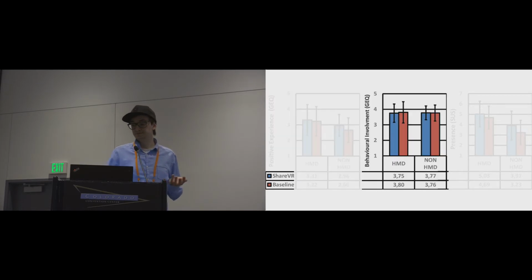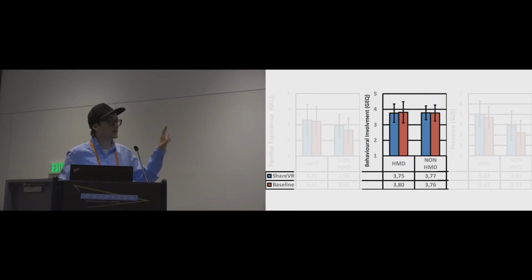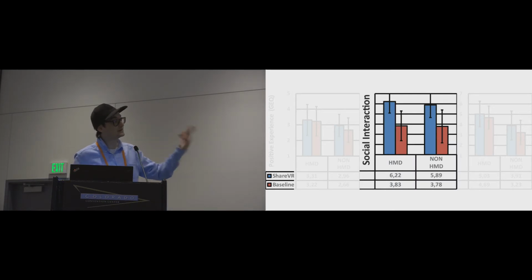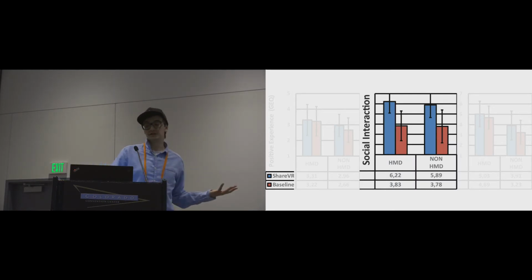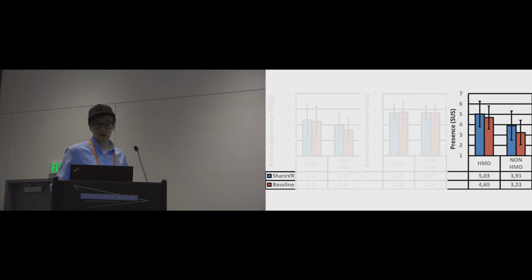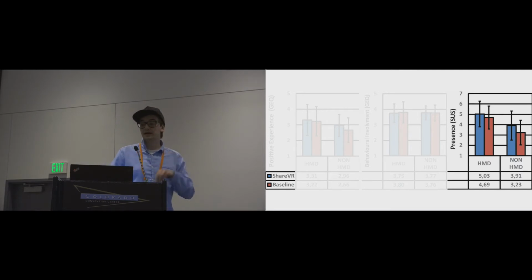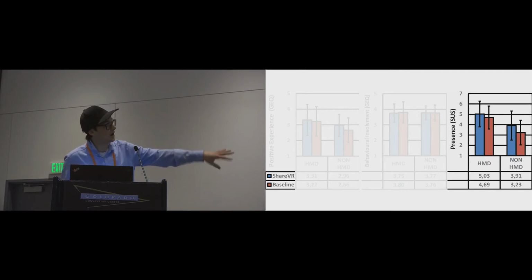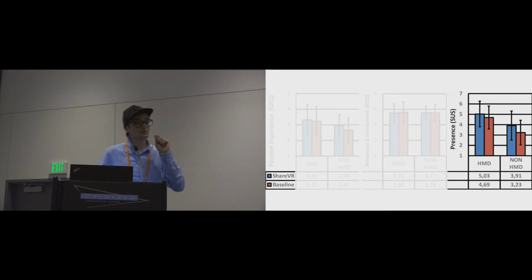Social interaction measured with the behavioral involvement subscale of the GEQ, and again, we did not find any significant results here. Again, we expect this because we had a relatively low sample size. But in a single item question, again, we found a significant increase of social interaction using ShareVR compared to the baseline. And in the last part, we used the Slater-Usoh-Steed questionnaire to measure the presence of the user. And again, we found significant increase using ShareVR compared to the baseline. And again, this effect that we saw, the presence was not only increased for the non-HMD user, but also for the HMD user.